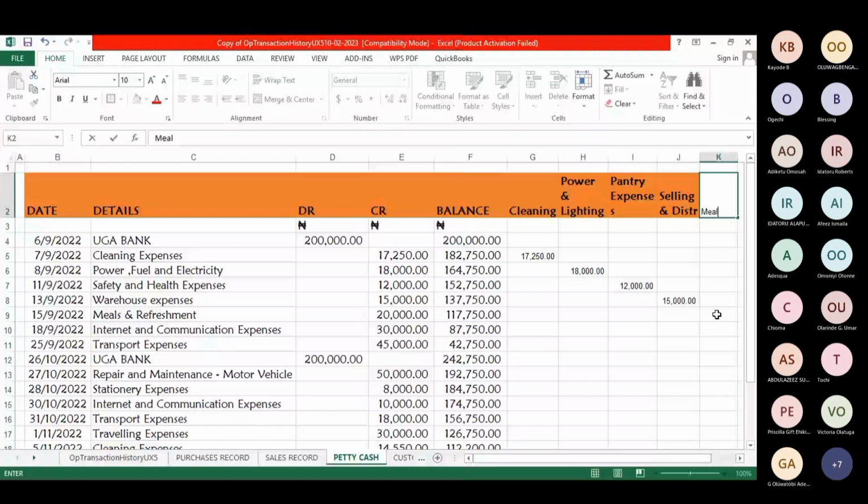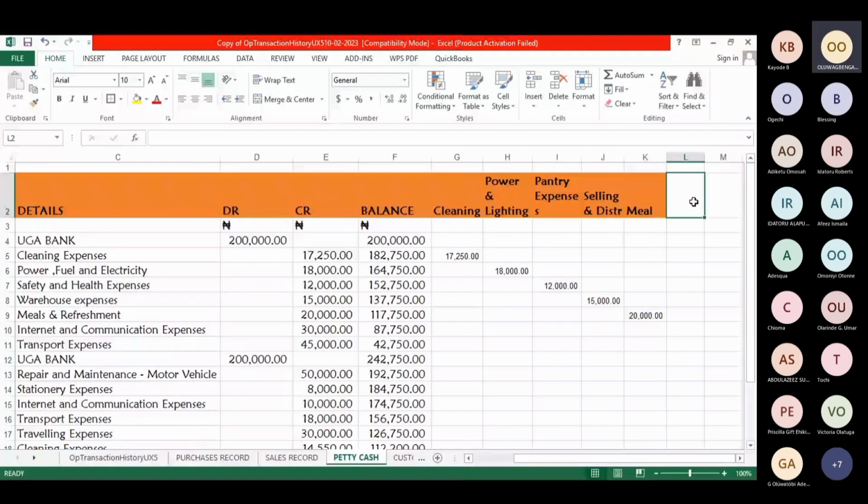$20,000. Internet and communication expenses. Maybe they had to do internet subscription for the office. Internet expenses. So I'll come here. 30,000. I hope everybody can hear me. Thank God the network is okay now.